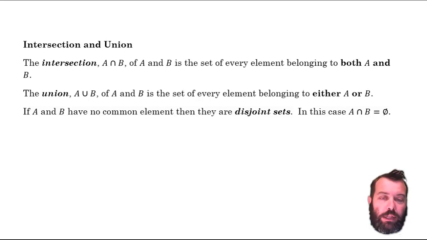Now, if A and B have no common elements, then they're called disjoint sets. They don't overlap at all, particularly if we think of that as a Venn diagram. They are disjoint sets if they don't share any common elements. So the intersection of A and B, if A and B are disjoint, is the empty set, okay, because there is nothing that they both share.